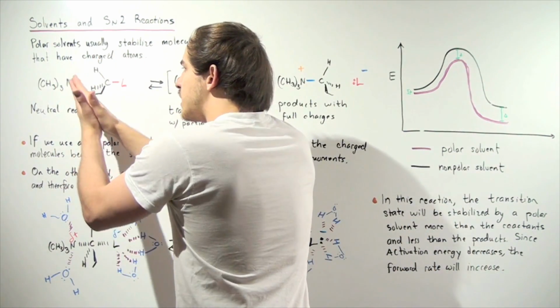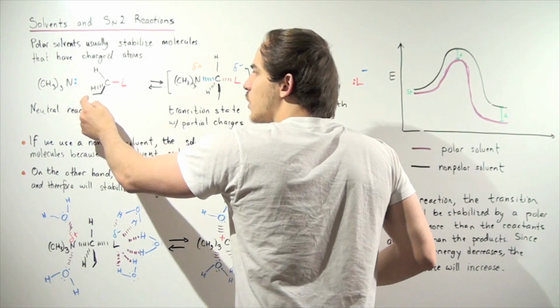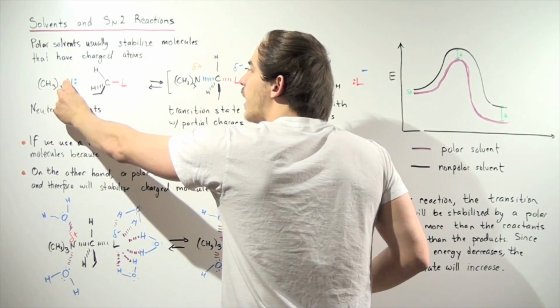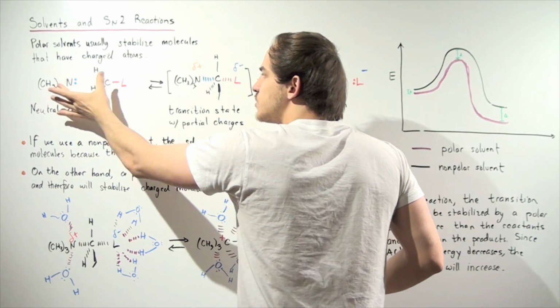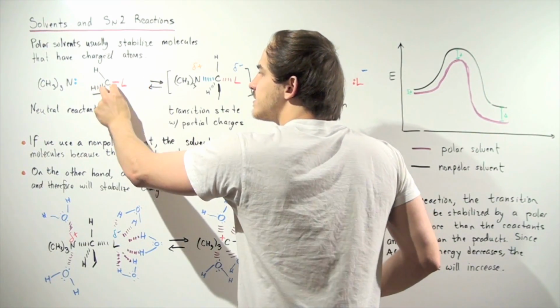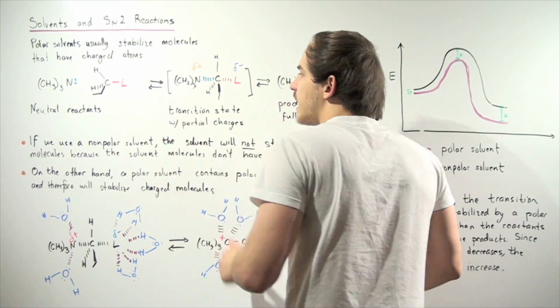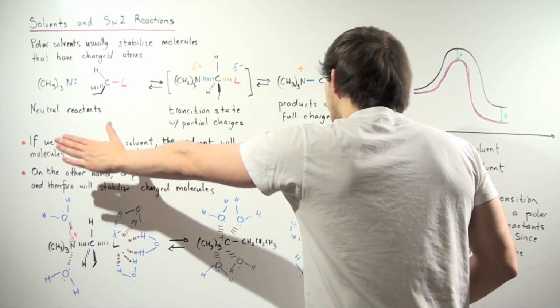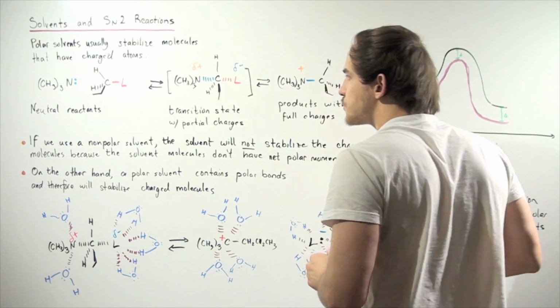These two reactants react. This pair of electrons attacks the carbon. A bond between N and carbon begins to form. A bond between carbon and L begins to break as this leaving group begins to leave. And our transition state for this reaction looks as follows.